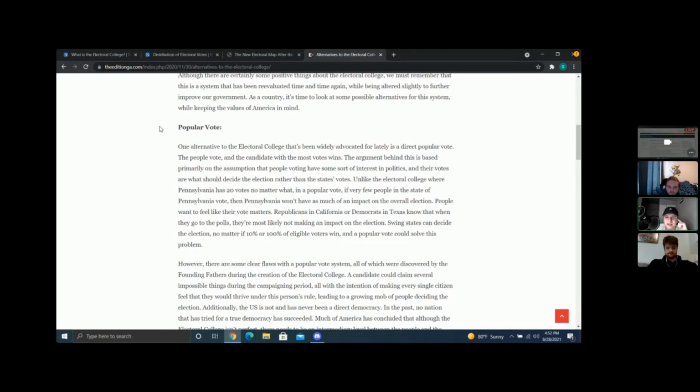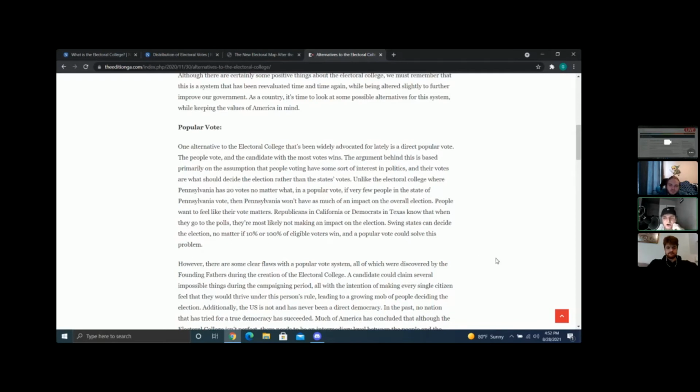One alternative to the Electoral College that's been widely advocated for lately is a direct popular vote. The people vote, and the candidate with the most votes wins. So that's more of a direct democracy. Yes. The argument behind this is based primarily on the assumption that people voting have some sort of interest in politics, and their votes are what should decide the election rather than the state's votes.